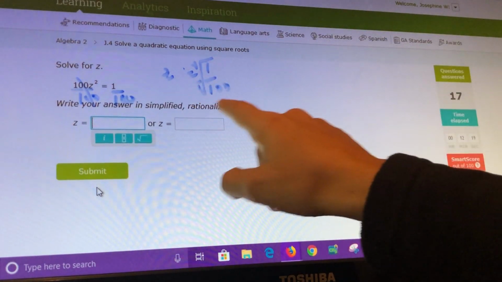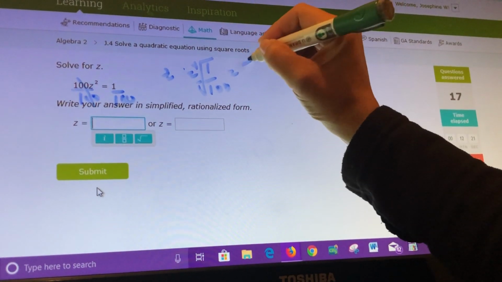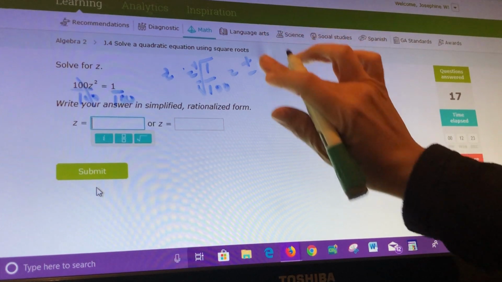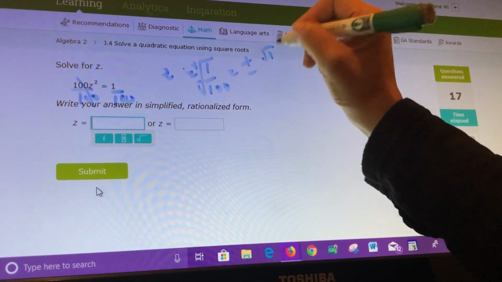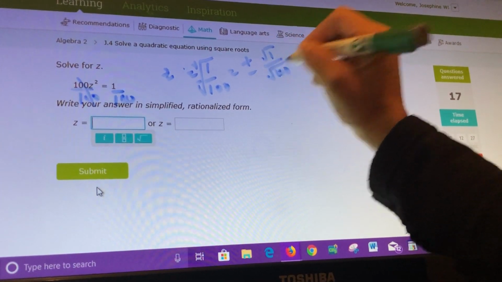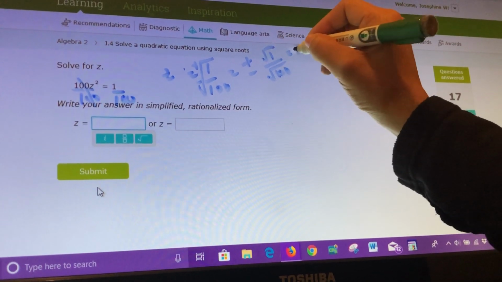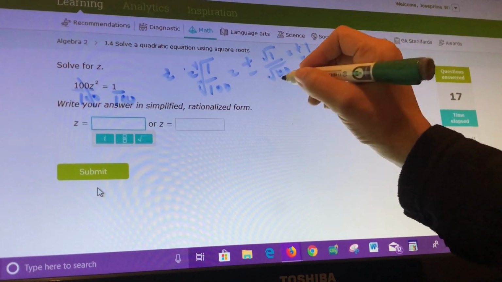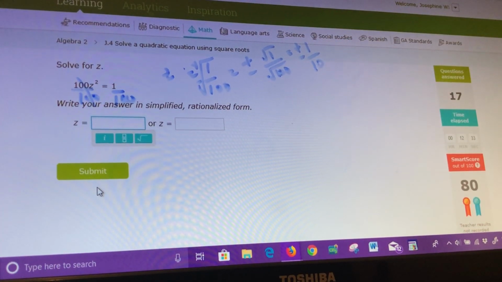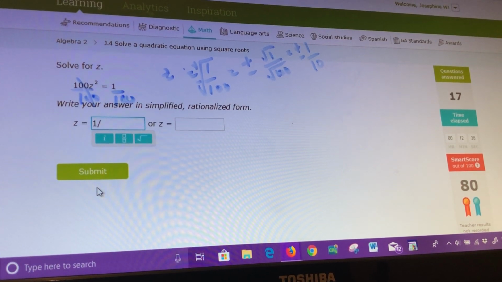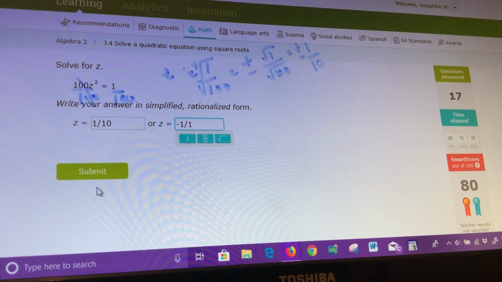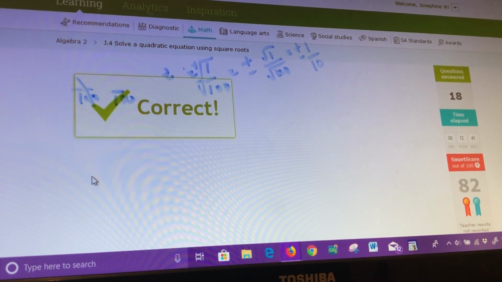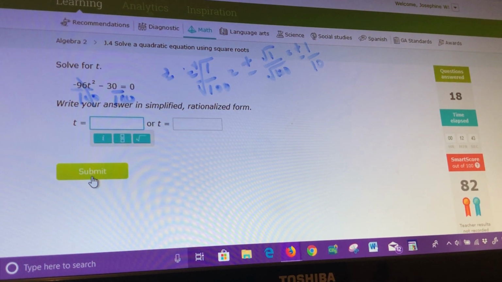And simplified rationalized form. Okay, so remember, plus or minus is the same as taking the square root of the numerator, which is 1, and the square root of the denominator. Square root of the numerator, plus or minus, is 1. Of the denominator is 10. So plus or minus 1 over 10. Minus 1 over 10. Bam. Okay. All right, and that's pretty much all there is. I just want you to get used to seeing the numbers and what roots are.